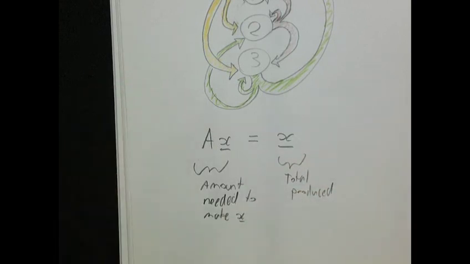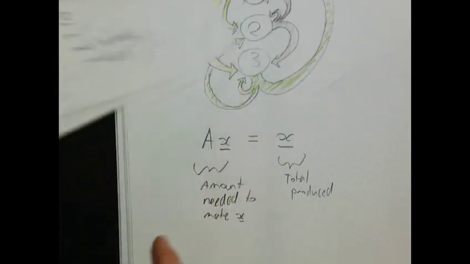So the total amount that you need to make what you make is the same as actually what you make. So you use everything up to make the next set of things that you make. So really it's the same as the other one, but there is no D. This D here is zero. Nobody demands anything external, so we don't have it there.